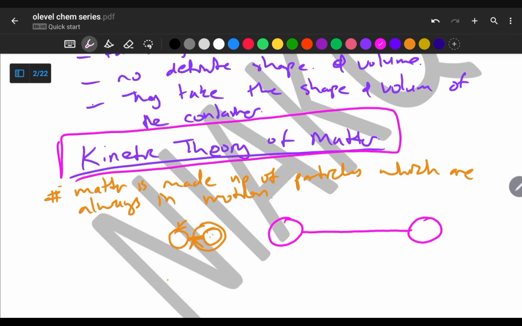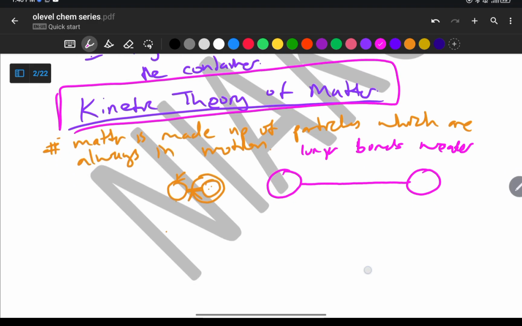So the longer bonds or forces, they are weaker. We're going to explain why when we are doing A-level chemistry, but for now just appreciate that the longer bonds are weaker. So let us say we're having atom A and atom B, and this one is the force between them. This one is very weak, meaning the movement of these particles is very fast. It has a higher kinetic energy.